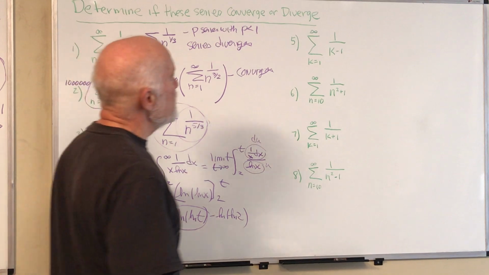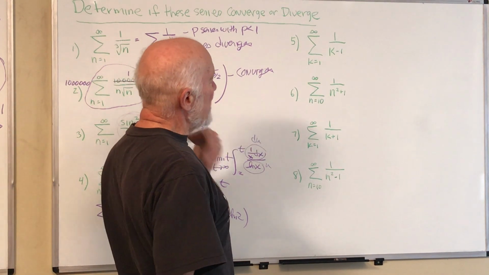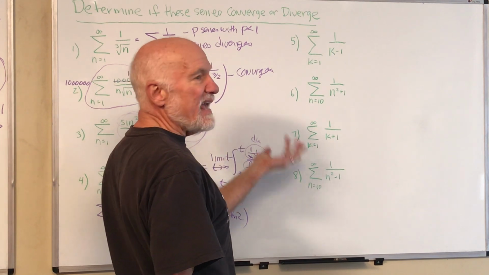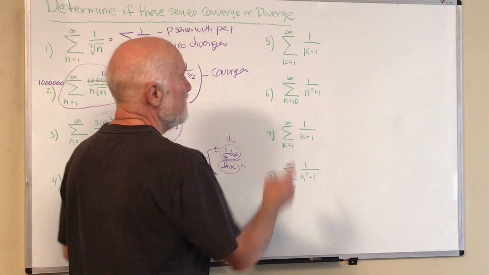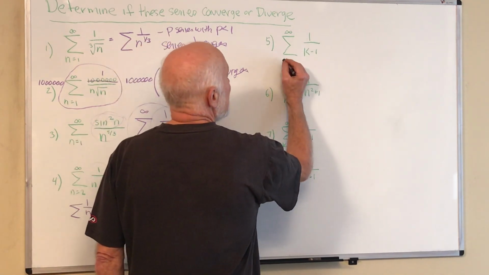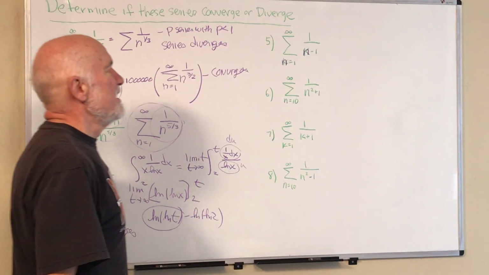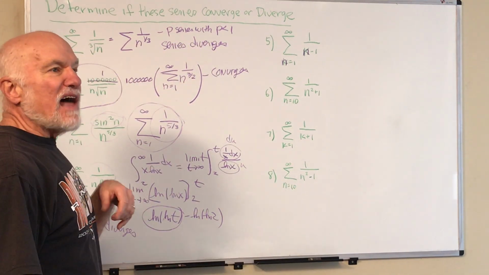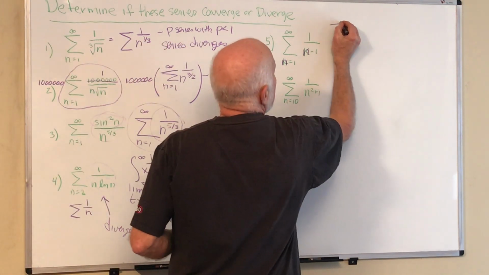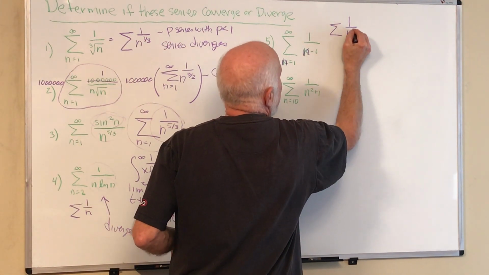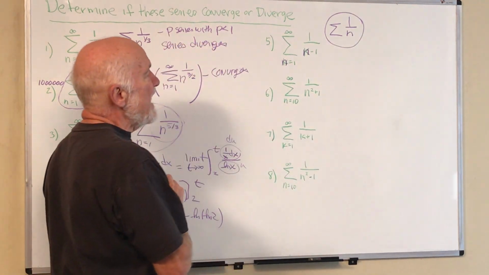Okay, so just a few more here. This one, I changed the n to a k. There's nothing special about the letter n. If it really bothers you at the beginning, you're always allowed just to do that. And does that look a lot like a p-series? It looks a lot like 1 over n. And we know that this diverges.